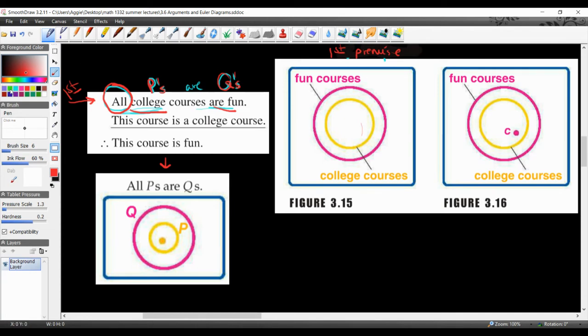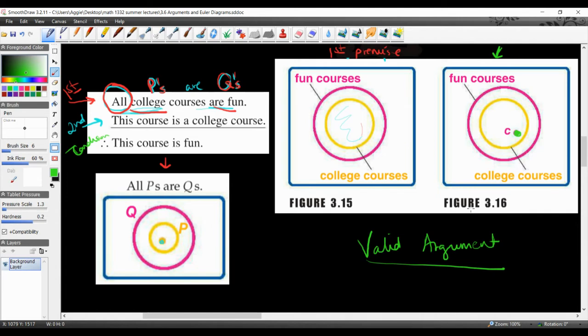The second premise is that this course is a college course. So this course is going to be inside the P. It's somewhere in here. I don't know where it's at, but it's somewhere in there. And then our conclusion is that, therefore, this course must be fun. This right here, these three dots, is our conclusion. This second diagram, remember that dot has to be in here, shows us that the college course is in fact inside the college course circle, because that's where it should be. And if you look at the bigger picture, that circle, since it's in the middle here, is also in the fun circle. So therefore, this is a valid argument.